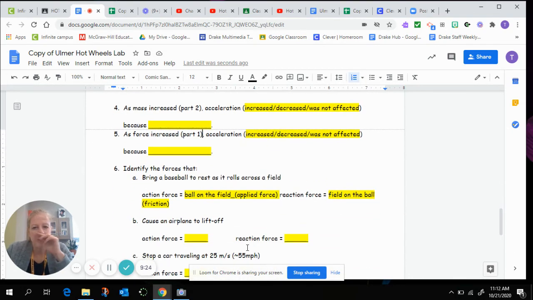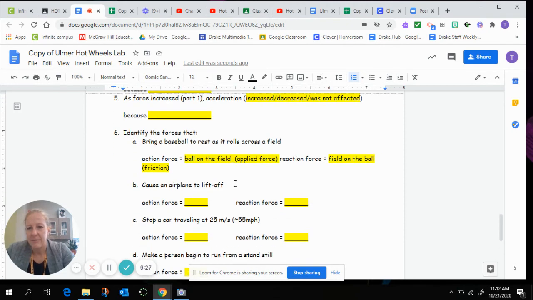Okay, then we get to identifying forces, and this is related to Newton's third law. In Newton's third law, it talks about that for every action, there's an equal and opposite reaction. So my example is a baseball coming to rest as it rolls across a field. Well, the action force is the ball on the field, right? That's the applied force, the force that the ball is putting on the field. The reaction force is the force the field puts on the ball, which in this case is friction.